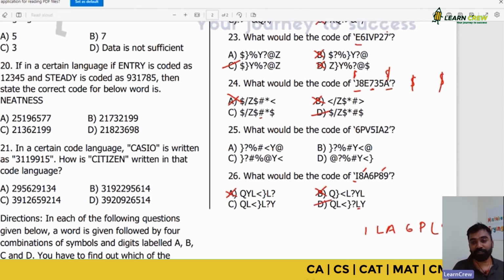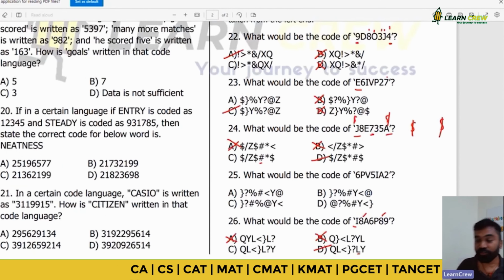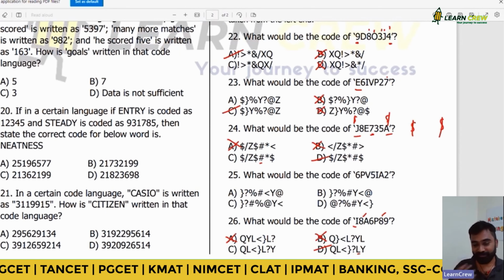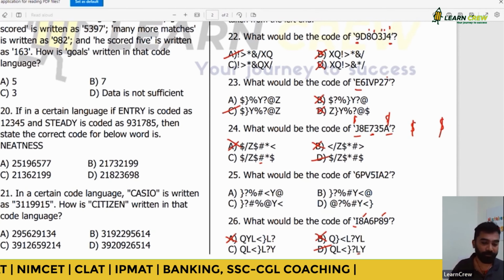Clear. These are the different types of questions which you might get in coding, decoding. One of the easiest topics. Practice 20 to 30 questions. Enough. Done. Right? Online, is it clear? Yes, sir. Okay.